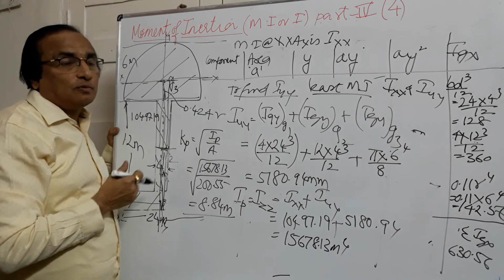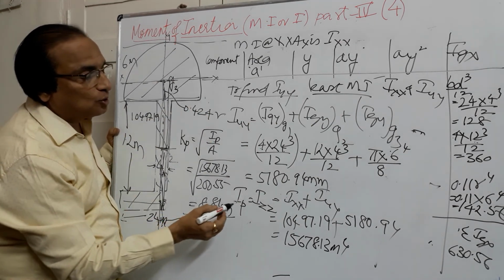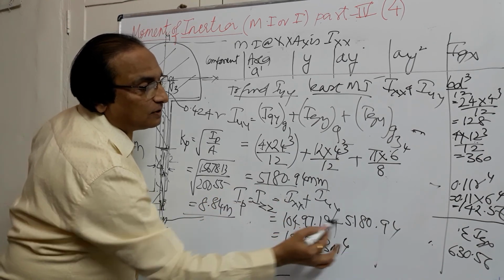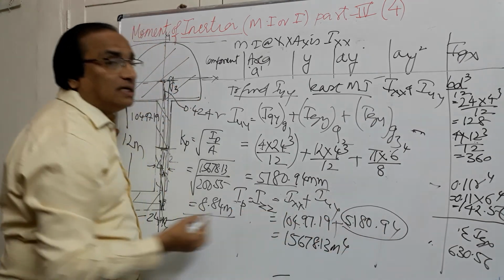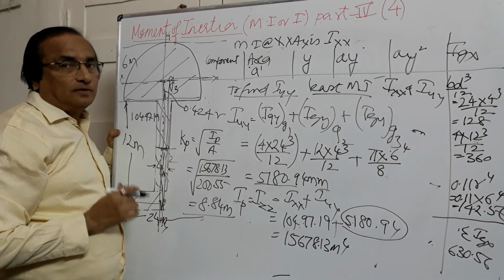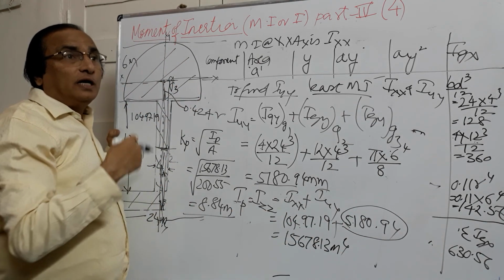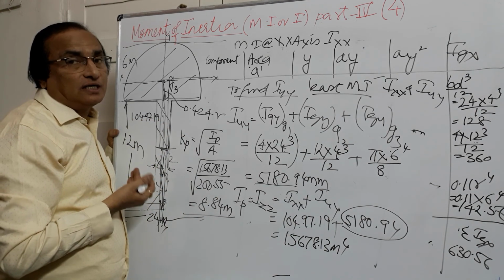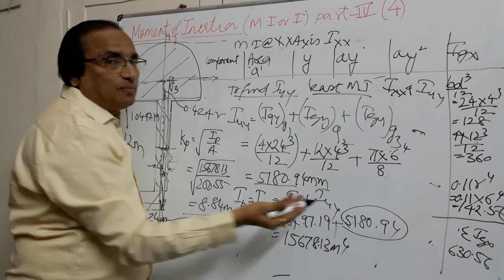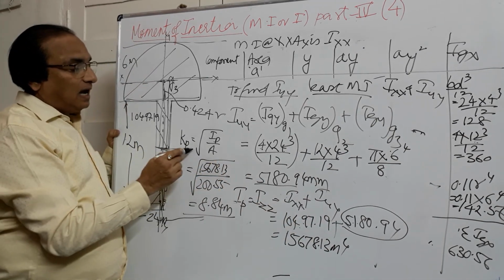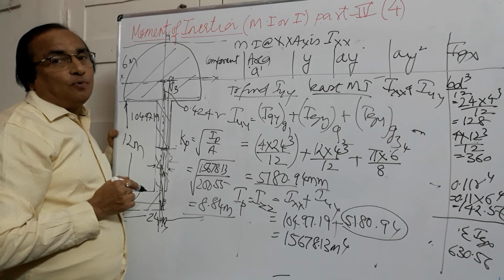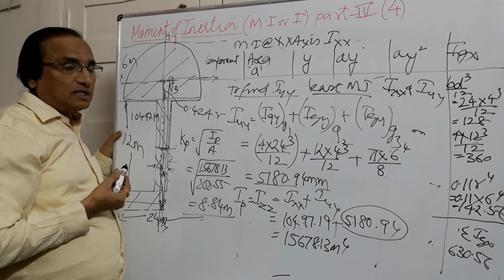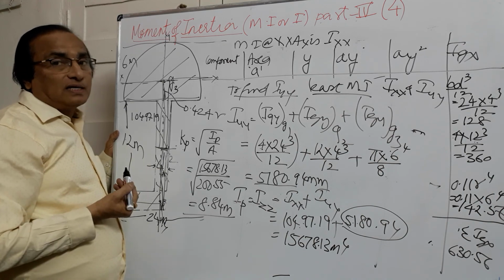If I ask you in this problem what is the least moment of inertia, we have got two values. One is Iyy, another is Ixx. Which is the least of the two? So Iyy is the least moment of inertia. You can solve like me. If I ask you least radius of gyration, it is the square root of least moment of inertia divided by A. So you get the radius of gyration about the least moment of inertia. So this is another way I can ask you.